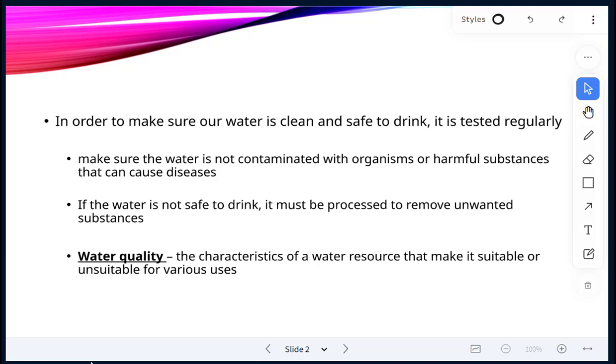substances. When we talk about water quality, this is the characteristics of a water resource that make it suitable or unsuitable for various uses. So is it okay for drinking, or for recreational activities, laundry, or maybe for agriculture or for animals? Keep that in mind: the definition of water quality is the characteristics of a water resource that make it suitable or unsuitable for various uses.